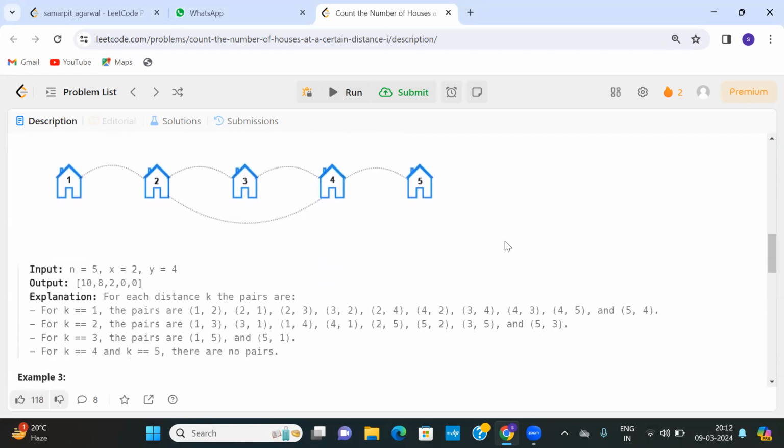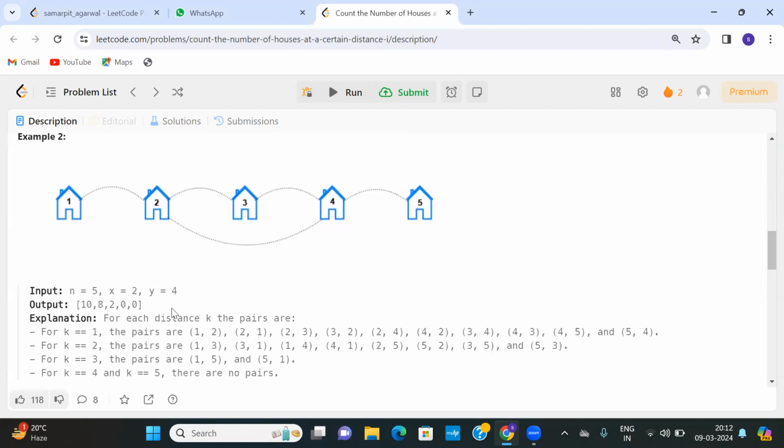Let us see one more example. We were given n, x and y. N denotes the number of houses, and the n value is 5. So there are 5 houses. There is always a street connecting I to I plus 1. So 1 to 2, 2 to 3, 3 to 4, 4 to 5.